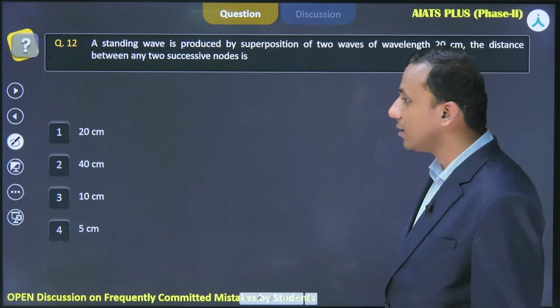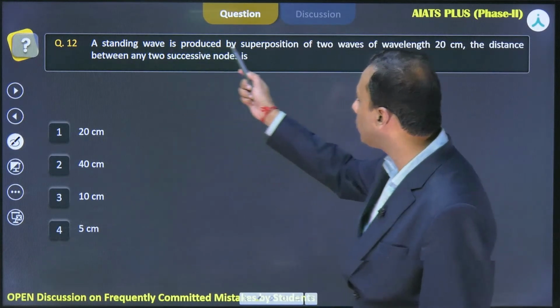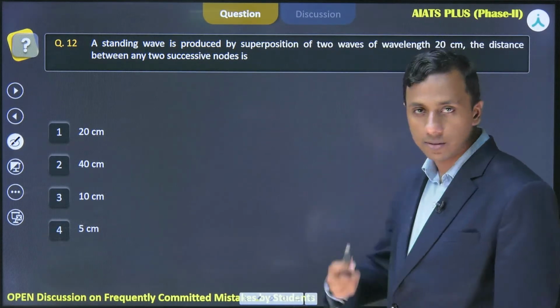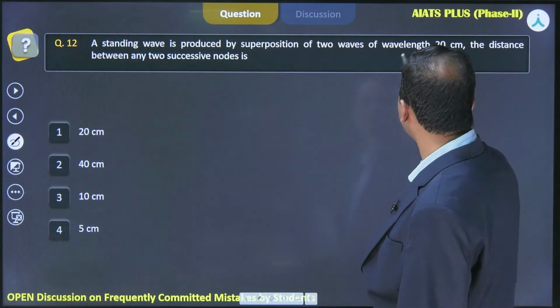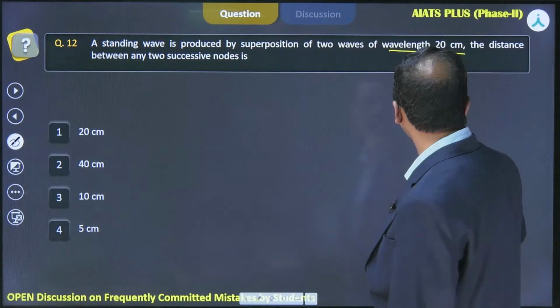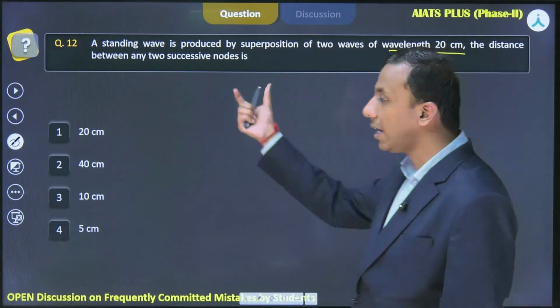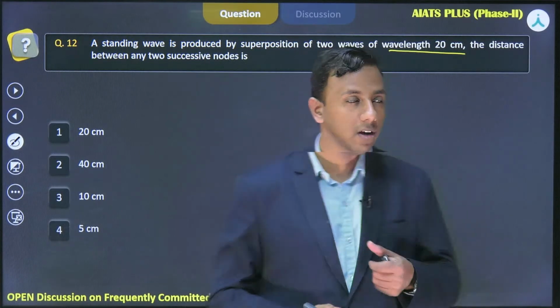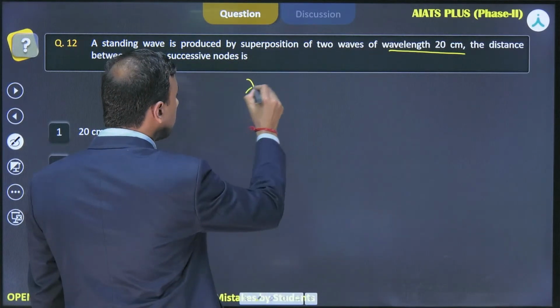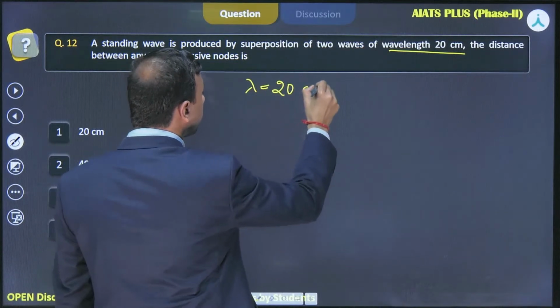Good morning, Dasrath. All right, see here, a standing wave is produced by superposition of two waves. Just now I told you, right? Superposition of two waves of wavelength 20 centimeter, right? The distance between any two successive nodes, they're asking. So the wavelength is given. Lambda is given as how much? Lambda is given as 20 centimeter.